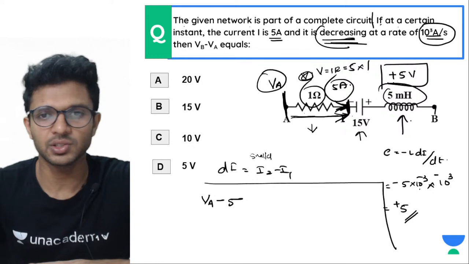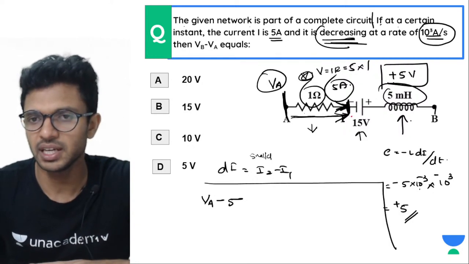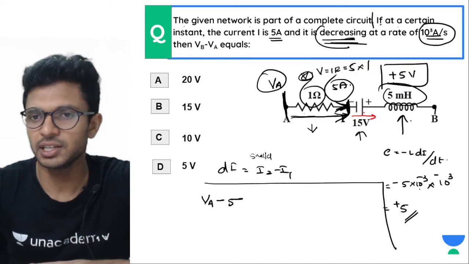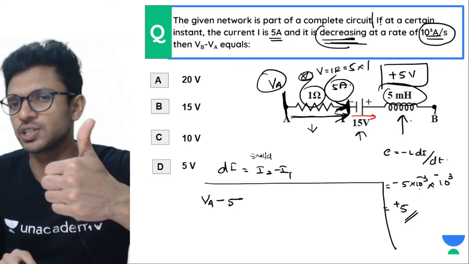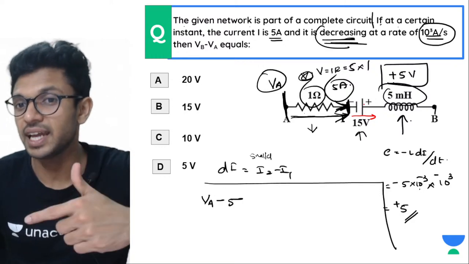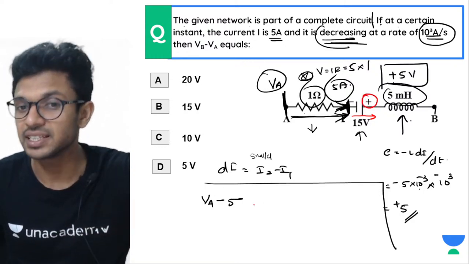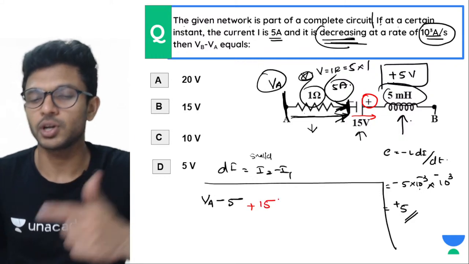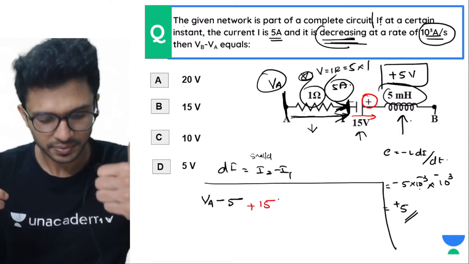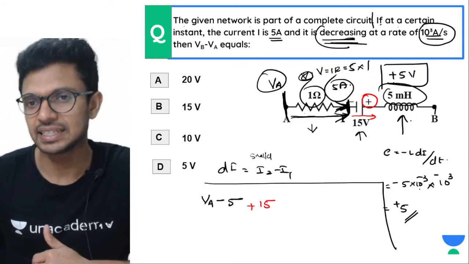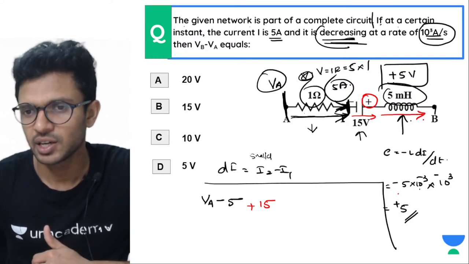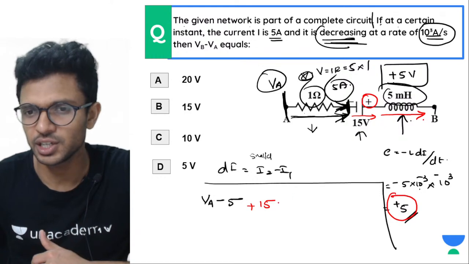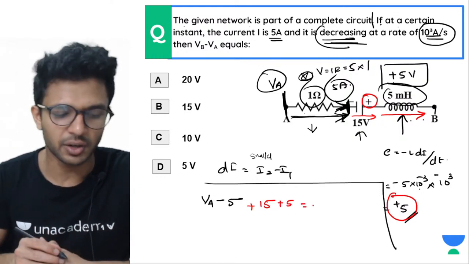Next, let's use some other color so that this picture won't be messy. From this point, you are traveling across a cell from negative to positive. According to Kirchhoff's law, as we are ending at positive, the potential difference becomes positive, or it will get added up. Now you are traveling across the inductor. What is its potential difference? We already know it's plus 5, which we found out.